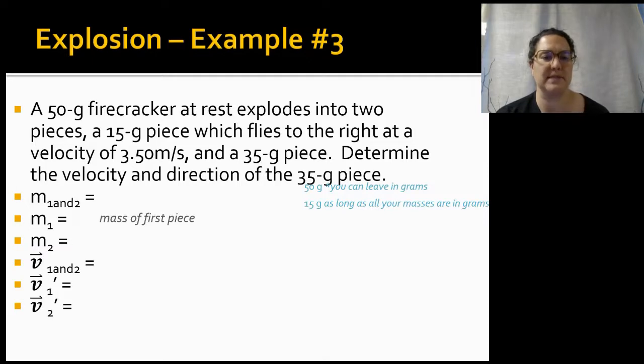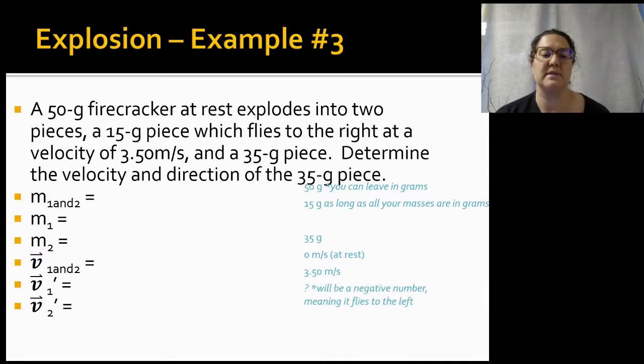The mass of the first piece is 15 grams. The mass of the second piece is 35 grams. The speed of the firecracker before the collision is 0 meters per second. The velocity of the firecracker after the collision, piece 1, is 3.5 meters per second. The speed of the second piece is what we're going to be determining. Now, just as a note, this will be a negative number, meaning it will fly to the left.